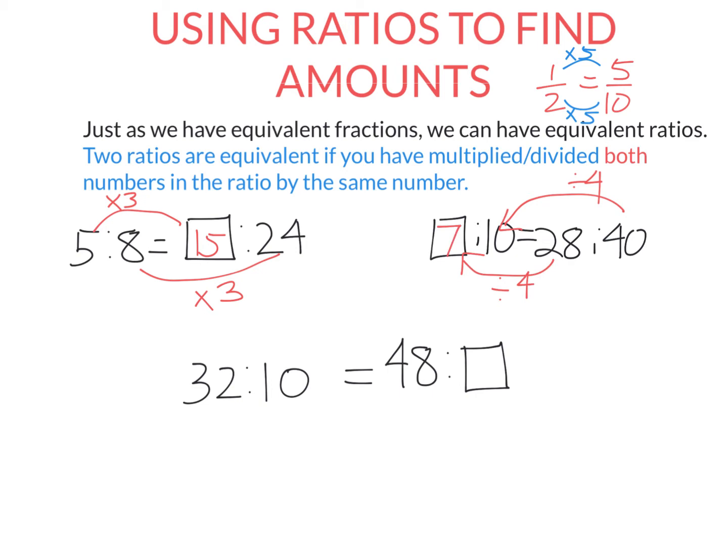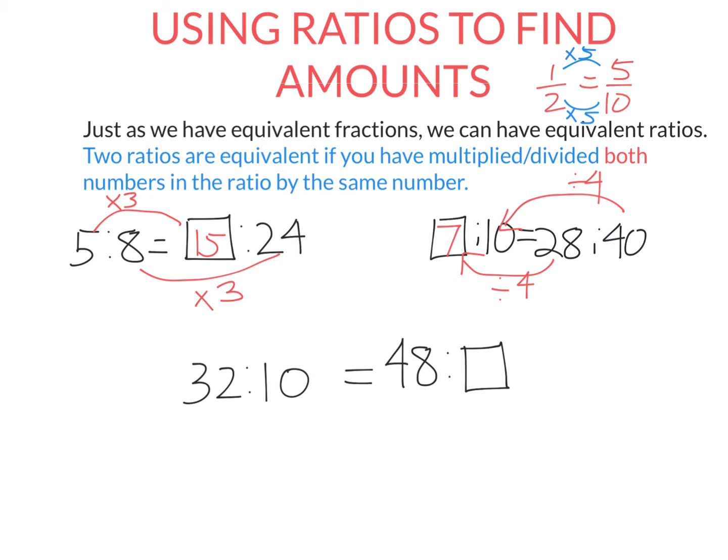So let's try this one here. 32 to 10 equals 48 to something. This is not an easy one. To go from 32 to 48, you can't multiply by a whole number. The astute of you will see that I actually times by 1.5. So I need to times 10 by 1.5, and that's fine. But what we might do is simplify this ratio.